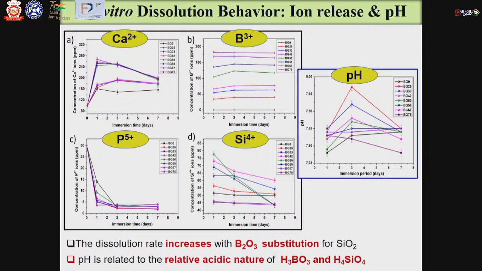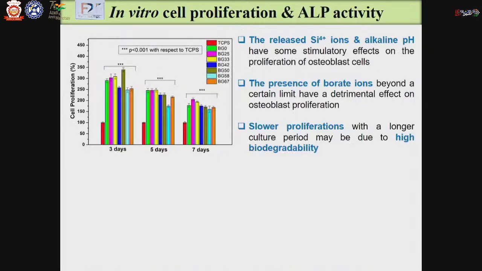rate increases with B2O3 substitution, which is due to the formation of B-O-Si and B-O-B bonds. An in vitro cell proliferation study was also performed. We can see the cell proliferation rate increases with B2O3 incorporation, but beyond 33% B2O3 substitution, there is a slight decrease, although it is not so high. The increase is not so much because all the glasses are showing quite higher cell proliferation percentage compared to the control, TCPS, tissue culture polystyrene.